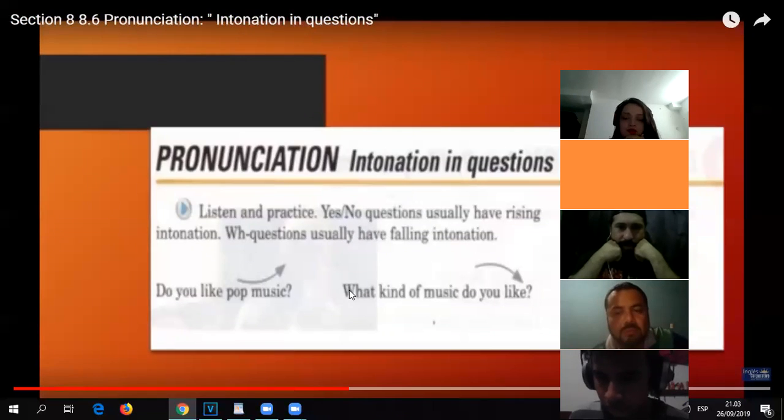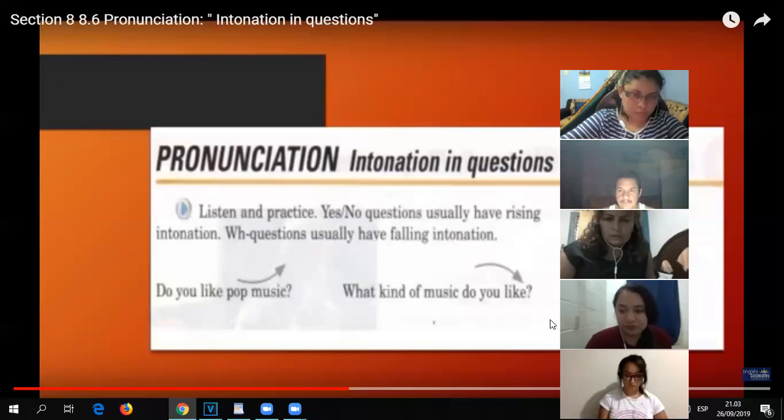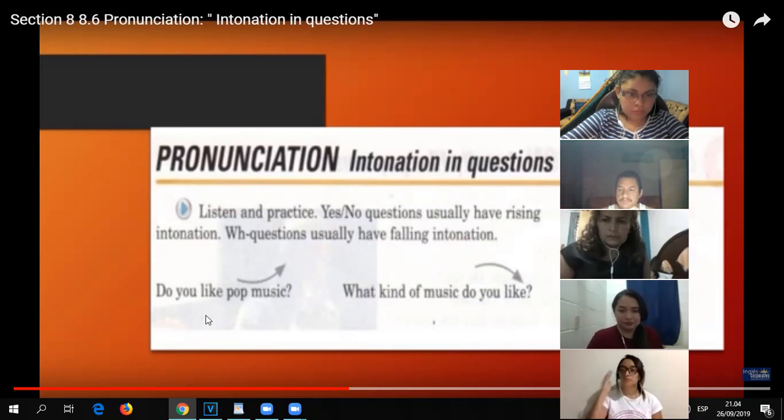Do you guys remember this? Who remembers having seen this? Yeah? Okay, great. I see some of you are nodding. I hope that nodding is a yes. All right, let's repeat. If it's a yes/no question, it's going to be rising. If it's an information question, it's going to be falling. All right, repeat after me and let's say, do you like pop music?